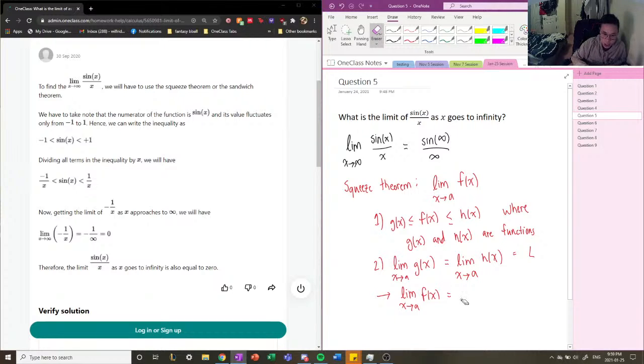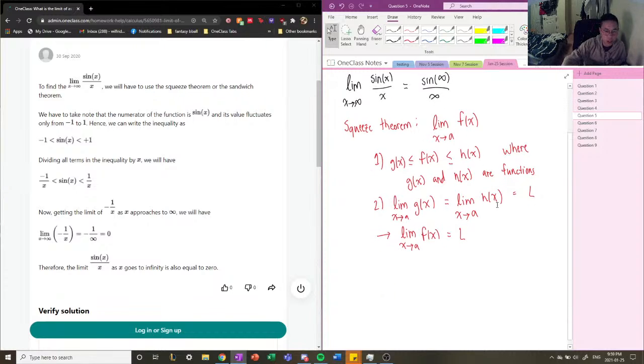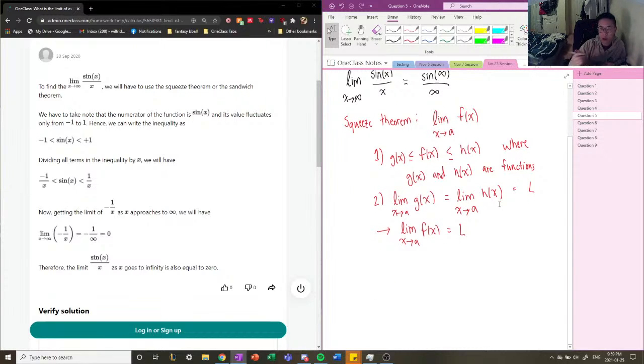Let me explain the second criterion again. Let's say that the limit of g of x as x approaches a is equal to a certain value. If the limit as x approaches a of h of x is the same, then by the squeeze theorem, we know that the limit as x approaches a of f of x is also the same. So we're going to employ the squeeze theorem, or what we call the sandwich theorem, on our question here.